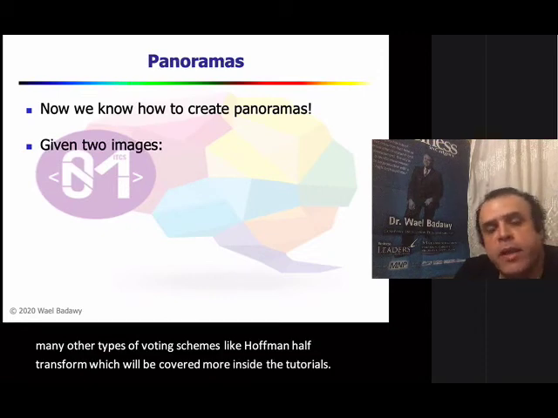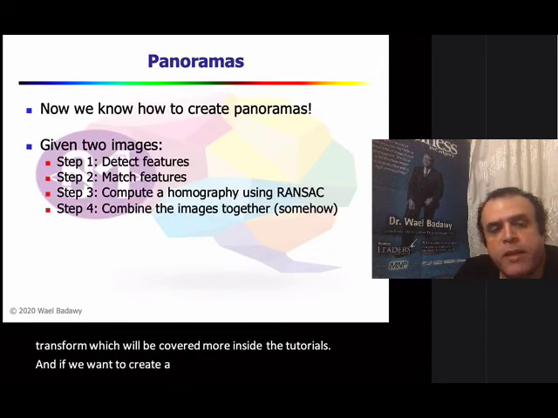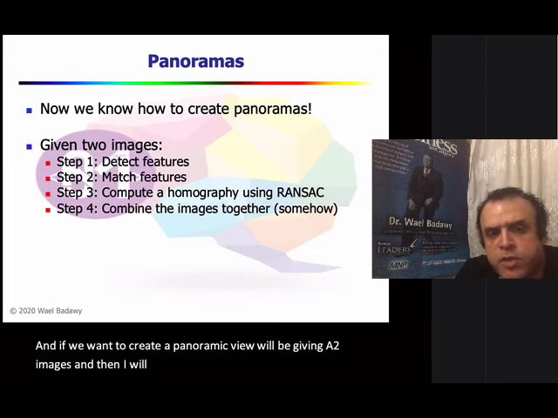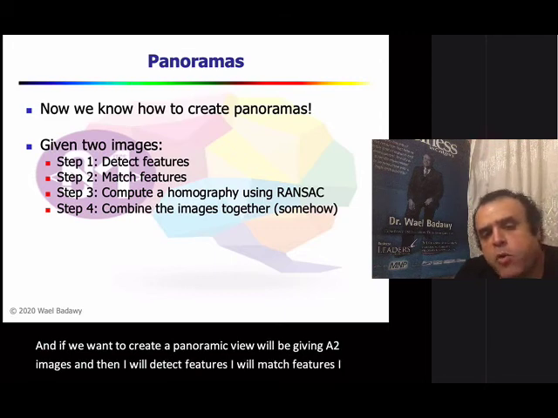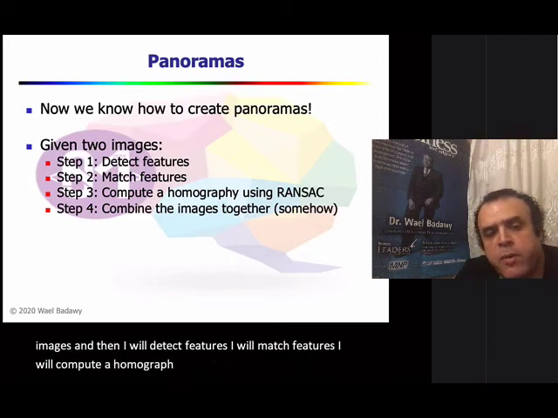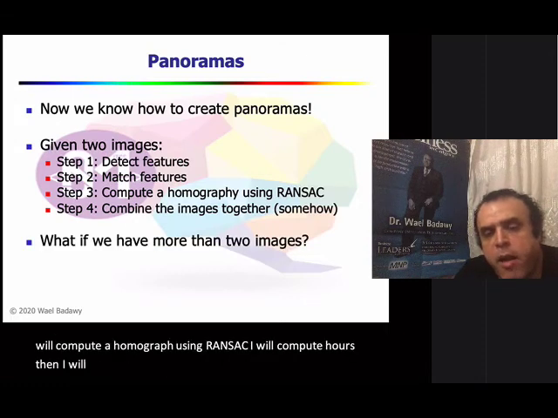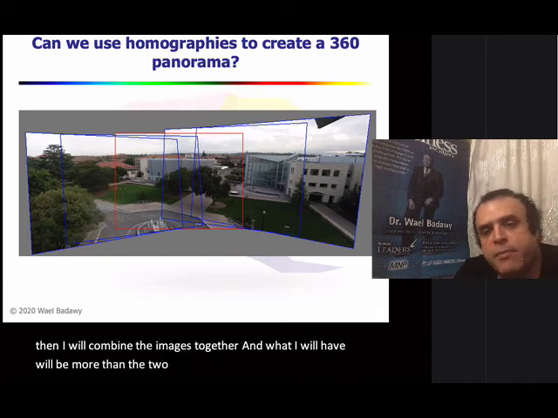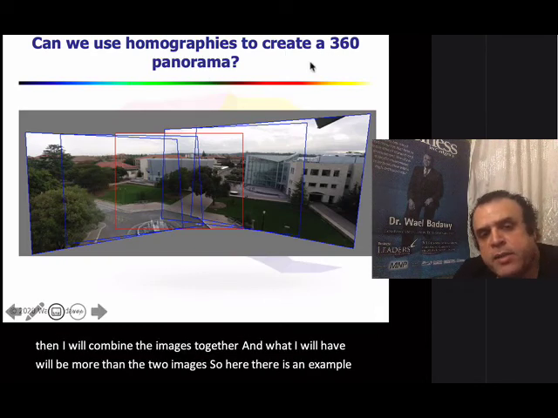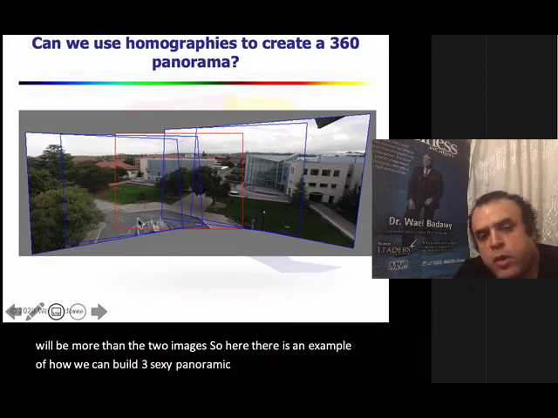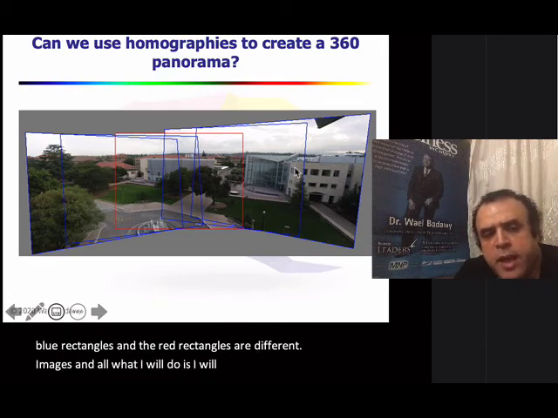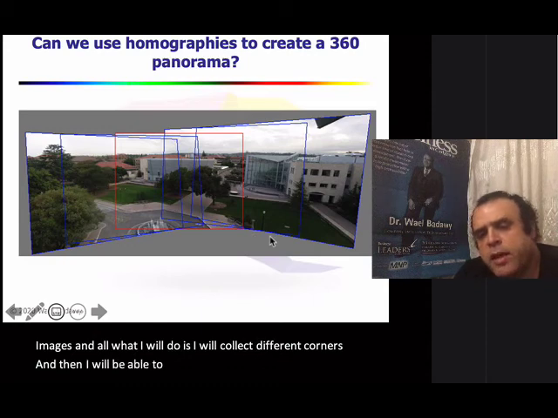If we want to create a panoramic view, we are given 2 images, and then I will detect features, match features, compute a homography using RANSAC, and then combine the images together, and what I will have will be more than the 2 images. Here is an example of how we can build a 360 panoramic view. The blue rectangles and the red rectangles are different images, and all I do is collect different corners, and then I am able to match them using RANSAC.